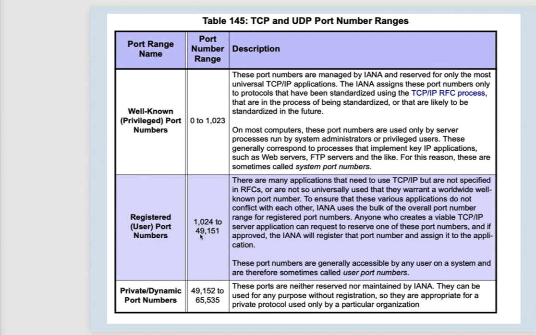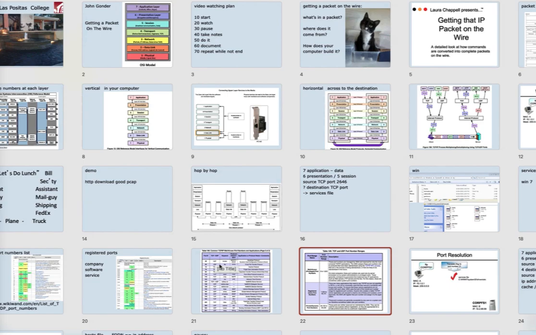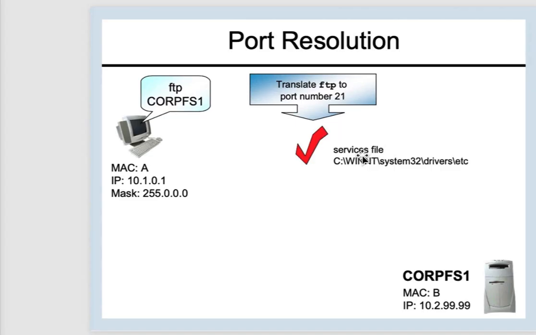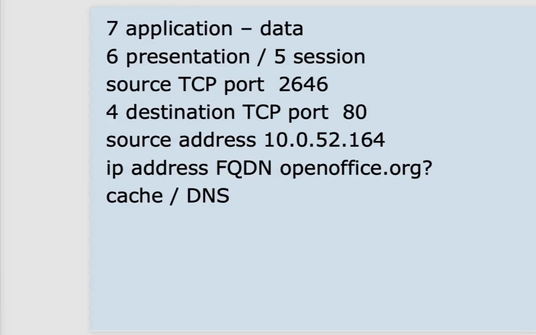and then the private, dynamic, or ephemeral port numbers that we are allowed to use to assign to our local process, 49152 to 65535. So either by having it assigned by the application or looking in our services file, if we were using FTP, we would translate that to port number 21. In the case of our web request, we translate that to TCP port 80 for the destination, the standard port for HTTP. Well, now we're ready to have a source and destination IP address.